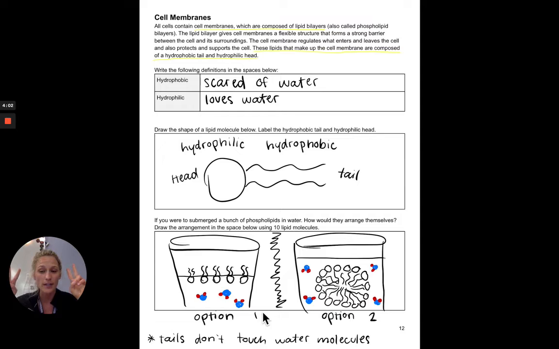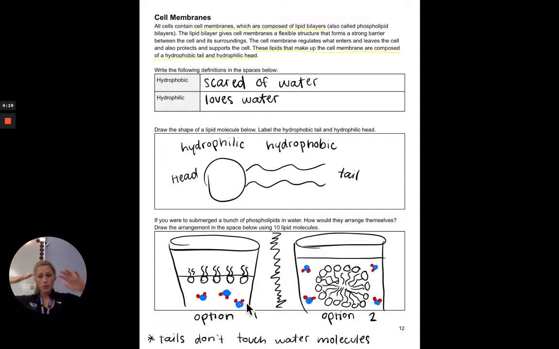And that's totally fine, right? Because the tails don't like the water, so they're sticking out of the water. And then the heads are underneath the water because they like to interact with these water molecules, right? I drew the water molecules as blue oxygens and red hydrogens. They look like little Mickey Mouses.